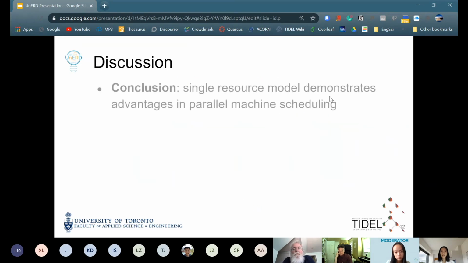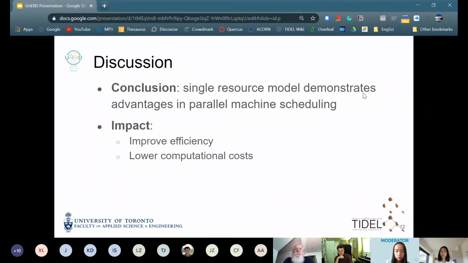So therefore, we conclude that the single resource model demonstrates advantages in parallel machine scheduling over the alternative resource model, as it finds a better solution with less memory usage. As we explore the modified model from a different problem and put it in use for scheduling, we find that it has both higher time and space efficiency, and it can serve as a new way to help reduce the computational costs in tackling such a complex scheduling problem.